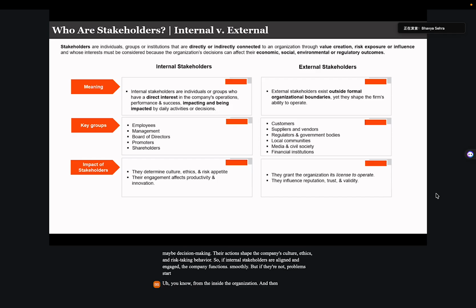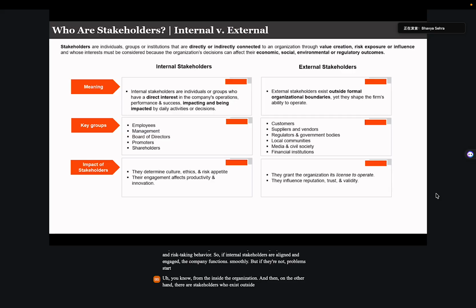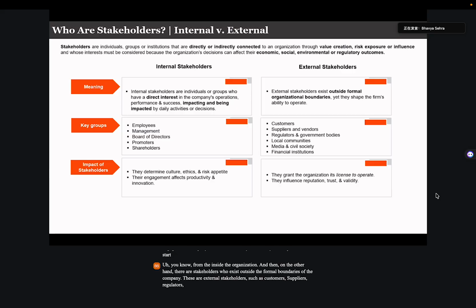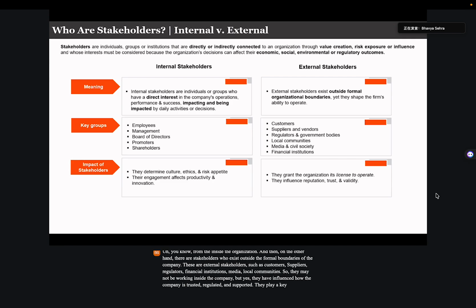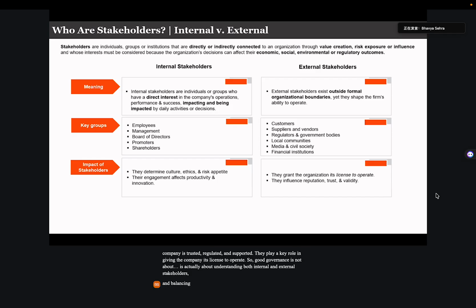And then on the other hand, there are stakeholders who exist outside the formal boundaries of the company. These are external stakeholders such as customers, suppliers, regulators, financial institutions, media, and local communities. They may not be working inside the company, but they do influence how the company is trusted, regulated, and supported. They play a key role in giving the company its license to operate. So good governance is actually about understanding both internal and external stakeholders and balancing their interests wisely.